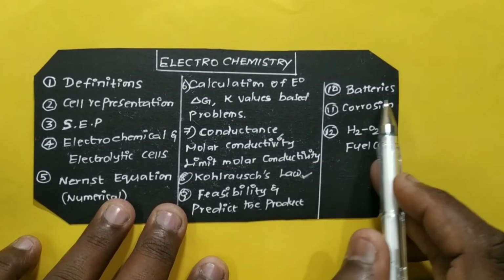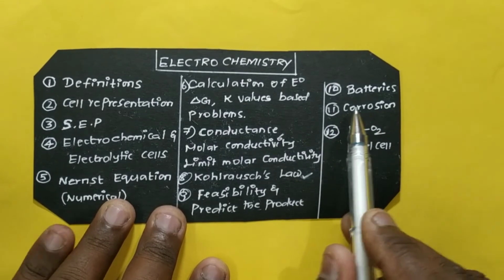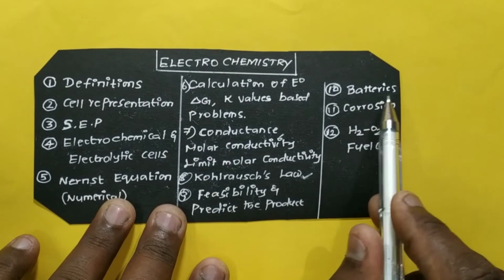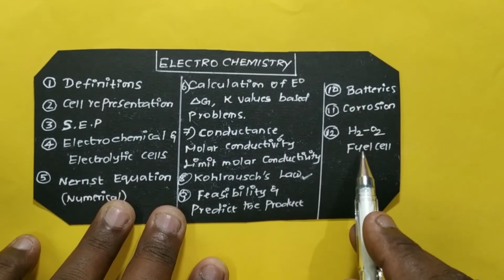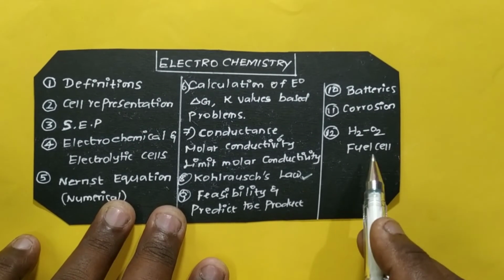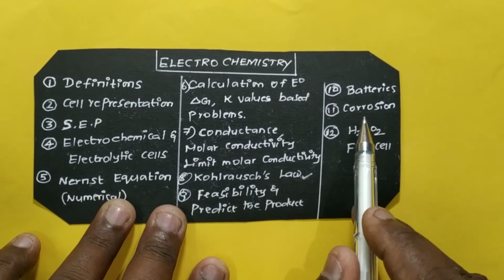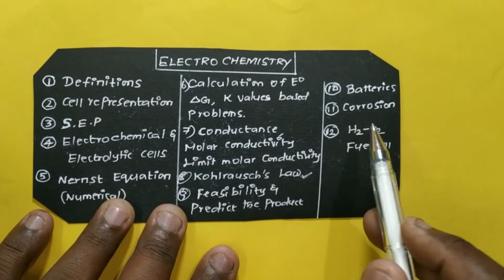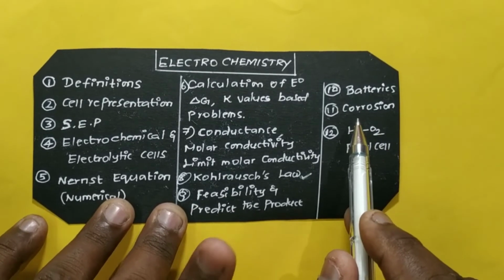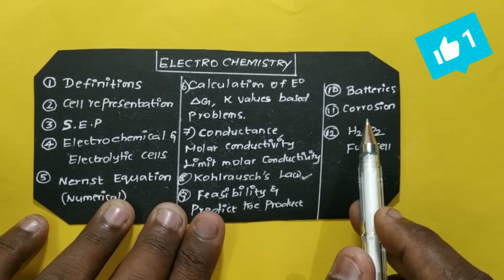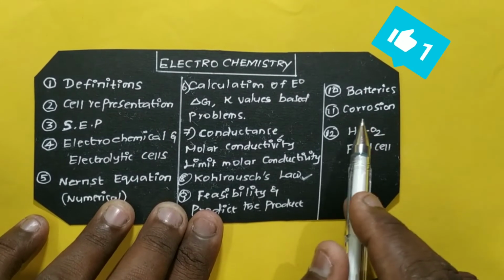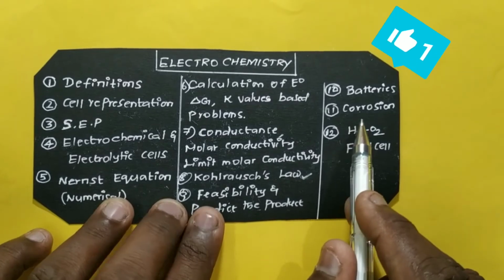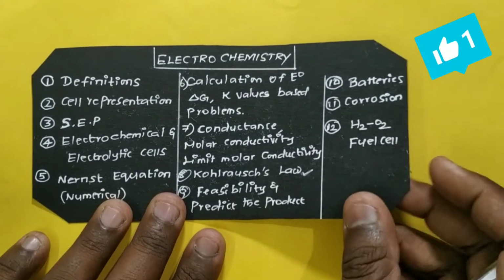And the next one is batteries. They will ask a lot of questions, particularly in the lead acid battery. After that, the hydrogen-oxygen fuel cell also, you can expect a lot of questions. And you have to know what is corrosion, the difference between different corrosion types, and the most important thing, sacrificial anodes. You may expect questions from that also.